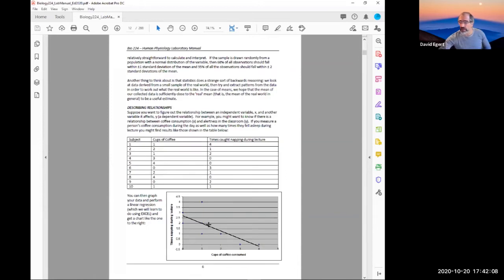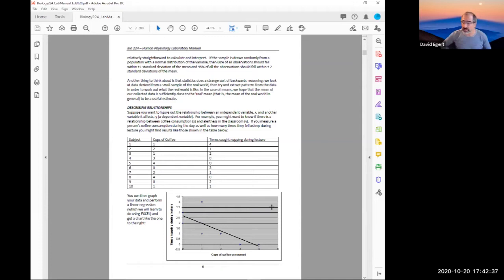Correlation: you should remember what a positive correlation or a negative correlation is. We've been talking a bunch about that. What kind of correlation are we seeing here with the cups of coffee versus time napping during lecture? Negative, inverse correlation. As my independent variable goes up, my dependent variable is going down.